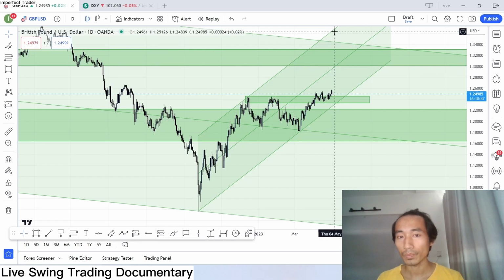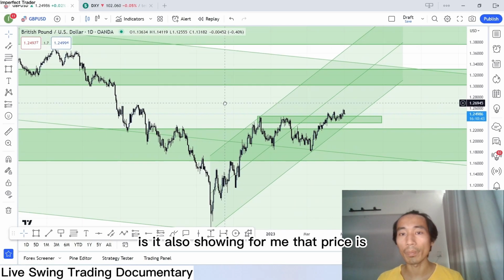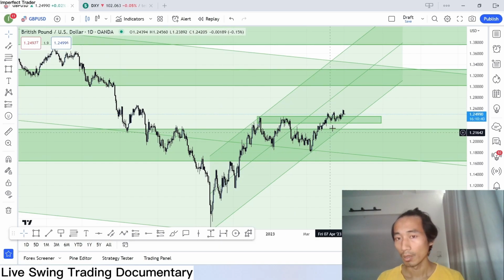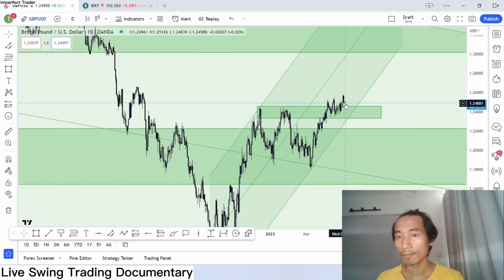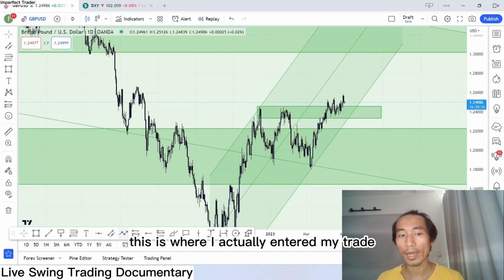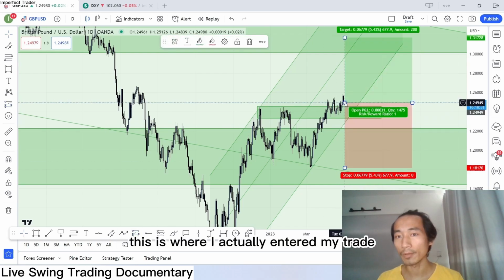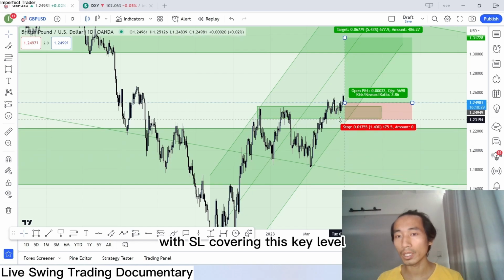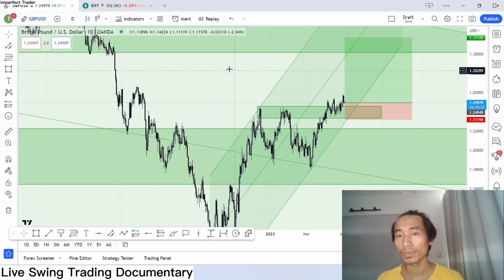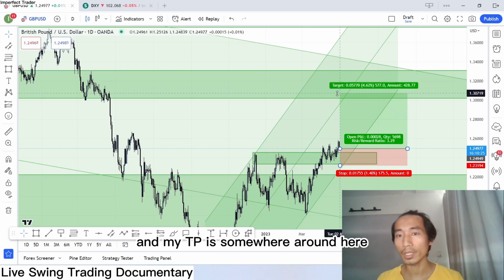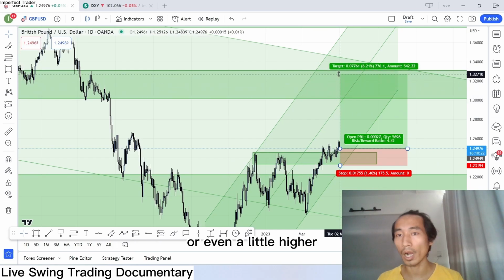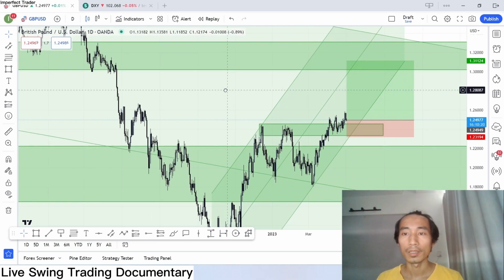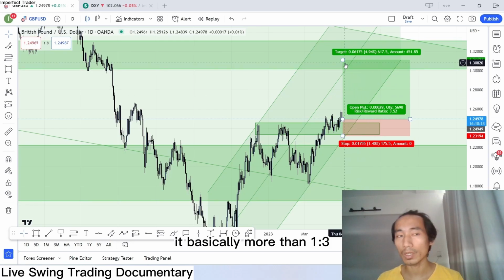It is also showing me that price is very bullish, and this is where I actually enter my trade, with the stop loss covering this key level and my take profit somewhere around here or even a little higher. It's basically more than 1 to 3.